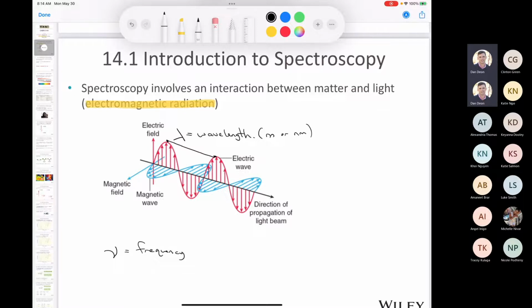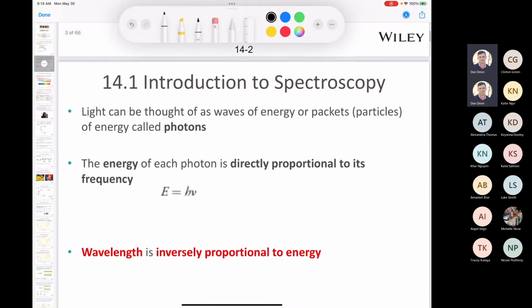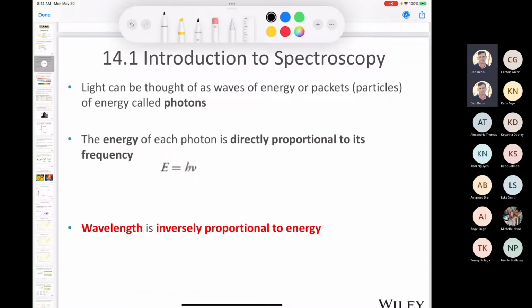But frequency is measured in cycles per second. So we call that seconds to the -1. Or if you've studied physics, you would know that a reciprocal second is also known as a hertz. So those both mean the same thing, a reciprocal second and a hertz. Well, let's move on. It says that light can be thought of as waves. We know that light has a wave-like component to it, but it also has a particle-like property. And we call those particles, or packets of light energy, photons.